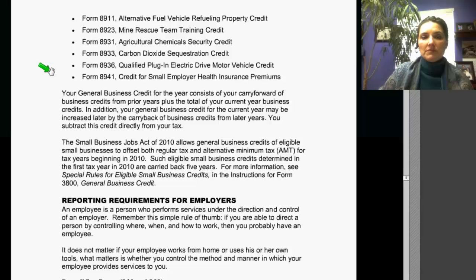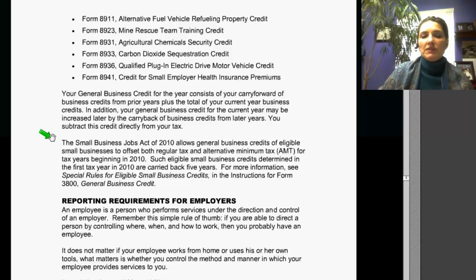health insurance premiums. Your general business credit for the year consists of your carry forward of business credits from prior years plus the total of your current year business credits. In addition, your general business credit for the current year may be increased later by the carryback of business credits from later years. You subtract this credit directly from your tax.